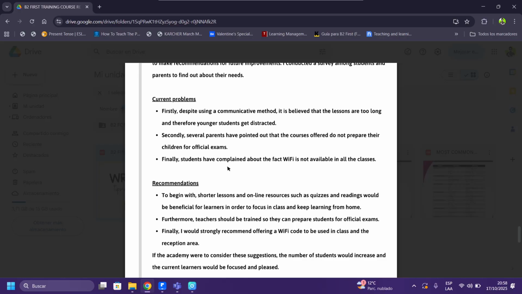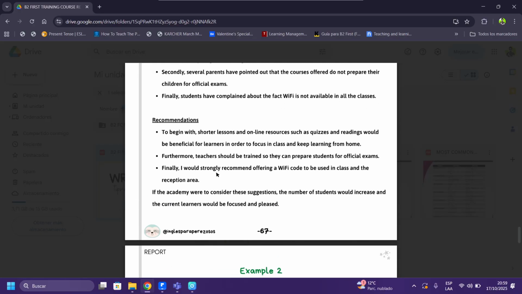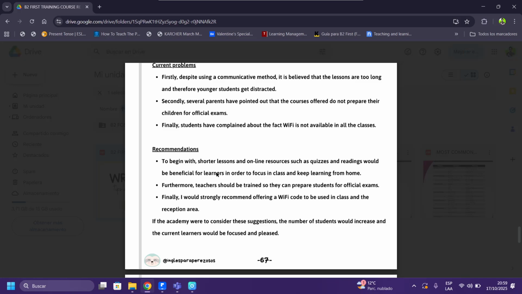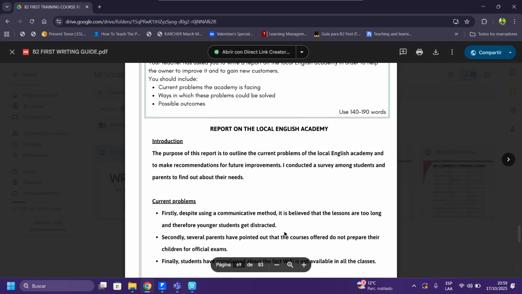Connectors like firstly, on the one hand, on the other hand, secondly, furthermore, moreover, in addition to that, and something like that. And then in the next paragraph, you have to make recommendations on how to improve the problem or situation that you have to write about. And finally, the conclusion, which can be only 2 or 3 lines, no more than that, where you make a whole balance of the points that you have dealt with in the report.